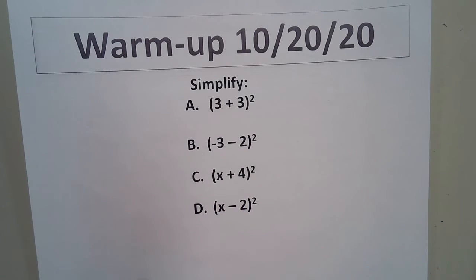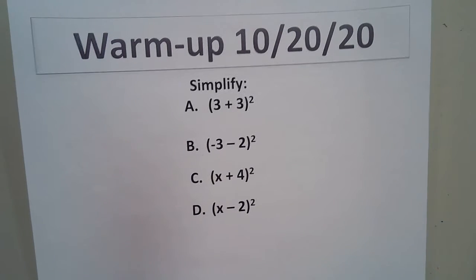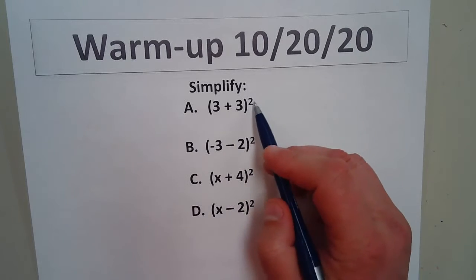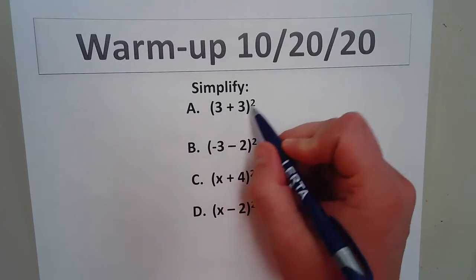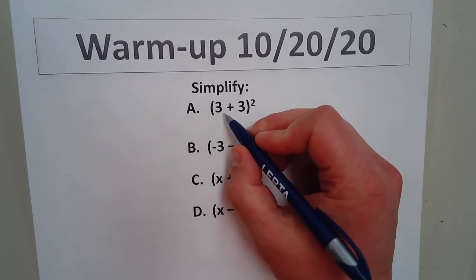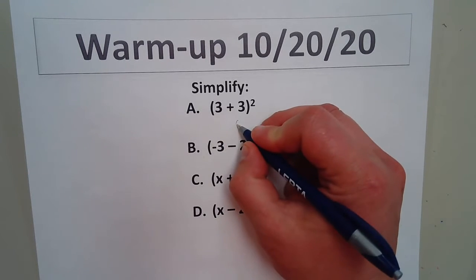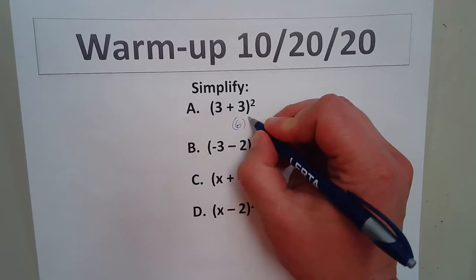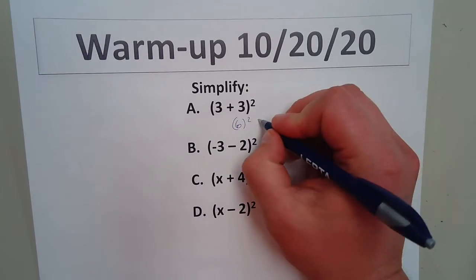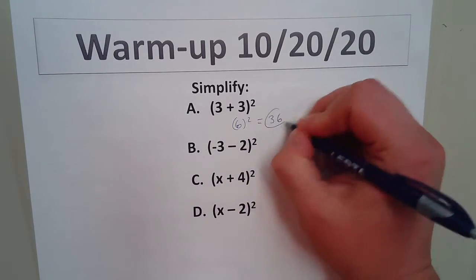Okay, warm up today. We've got simplifying some expressions with squares on them. So 3 plus 3, quantity squared. Order of operation says you do what's in the parentheses first. So you're going to do 3 plus 3 first, which of course is 6. Then 6 squared means 6 times 6, which is going to be 36.